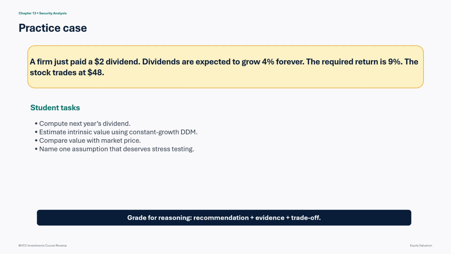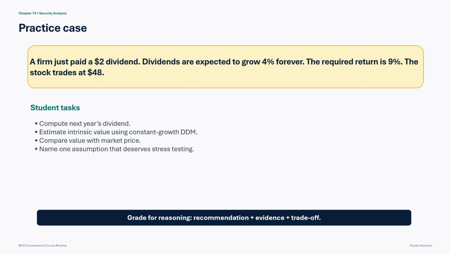Sensitivity analysis shows why this matters. If growth rises to 5% and the required return stays at 9%, next year's dividend is $2.10, and the estimated value becomes $52.50. The stock would appear undervalued at $48. If the required return rises to 10% while growth remains 4%, estimated value falls to about $34.67. 1 percentage point changed the conclusion. That is not a reason to ignore the model. It is a reason to focus on the assumptions.